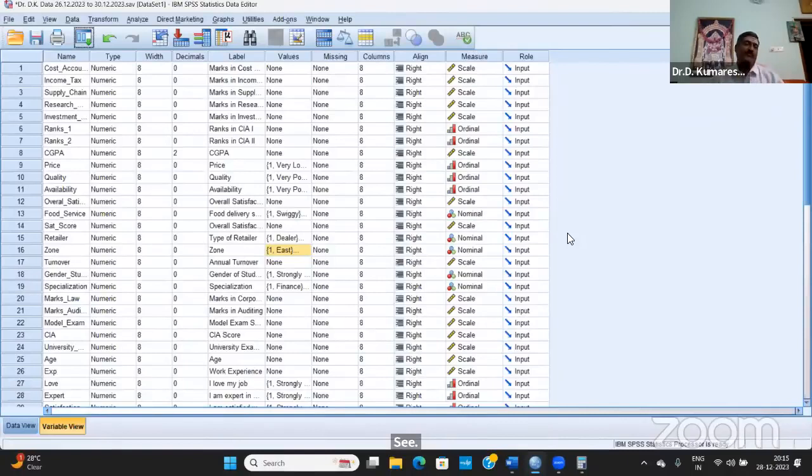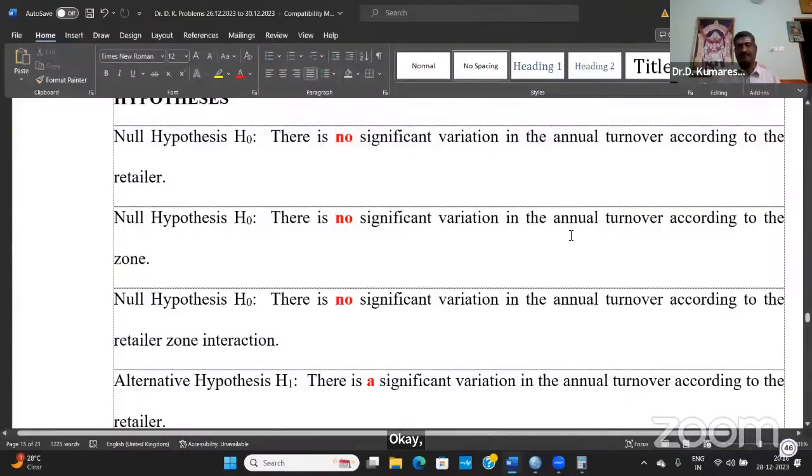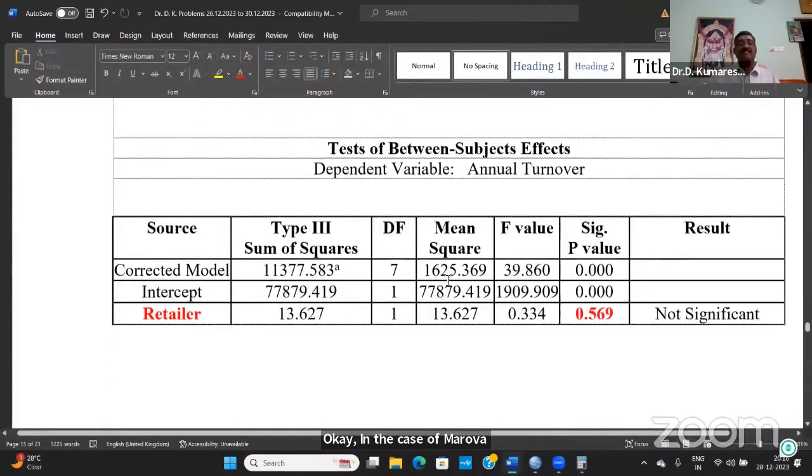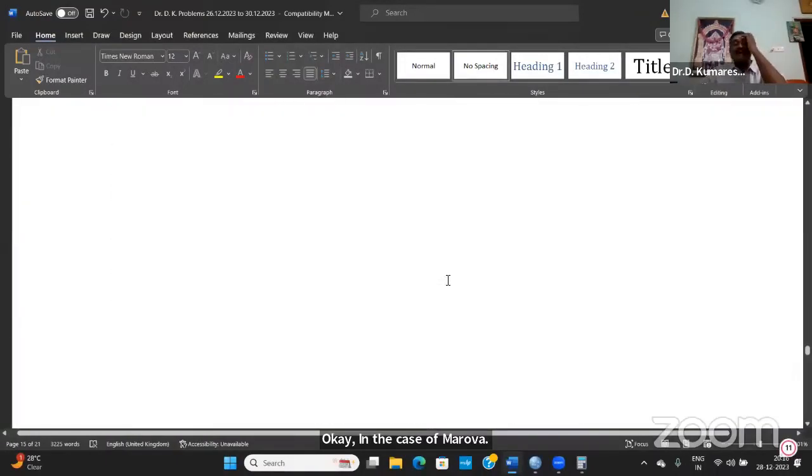I stressed, I emphasized to you that there must be only one dependent variable. There must be only one dependent variable. Thus, that must be scale data. But in the case of MANOVA, M stands for multivariate analysis.